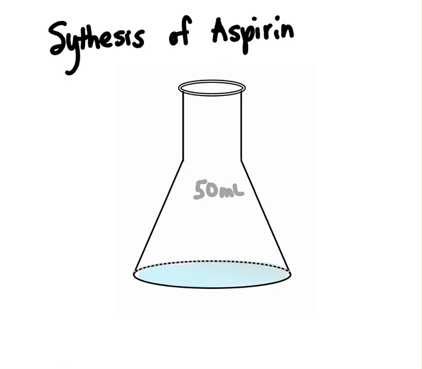For our synthesis of aspirin experiment, we're going to use a 50 milliliter flask to put our reactants in and do our reaction. The first thing we'll need to do with it is to weigh the flask empty. And so on your data, that is A, and that is in grams.